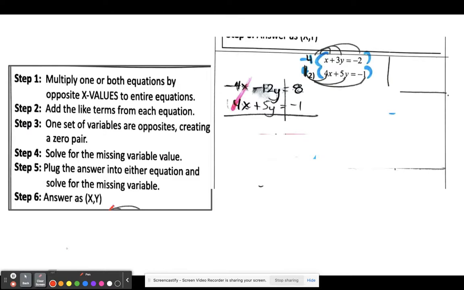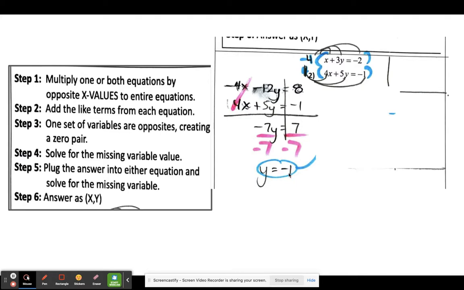So now finally I've got my opposite pair. Okay, one's negative, one's positive. I get to cross it out. You can see I've already done that there. Okay, so now I add up the -12y plus 5y. That gives me -7y. And then 8 minus 1, that's 7. And then divide by -7 both sides. And I get my first solution: y equals -1.